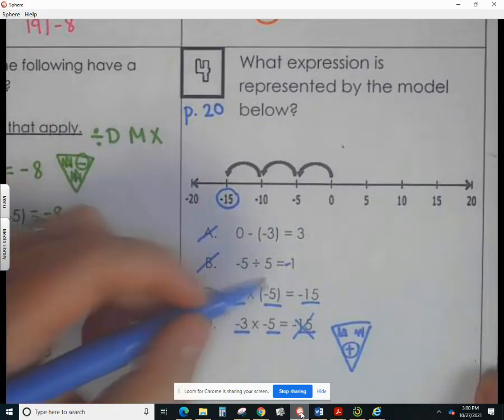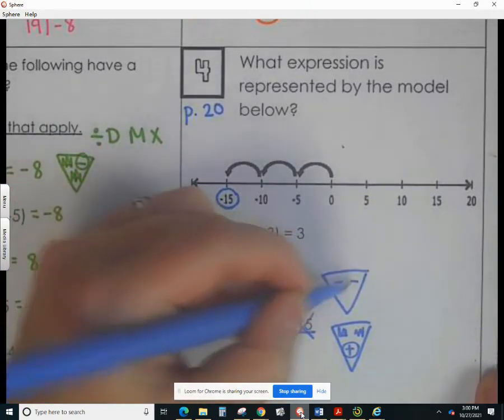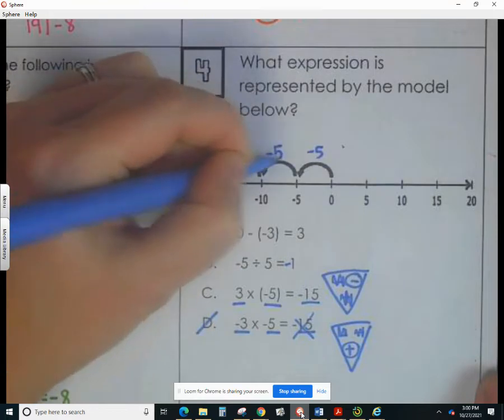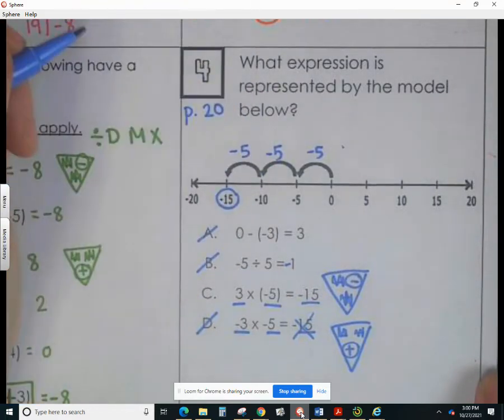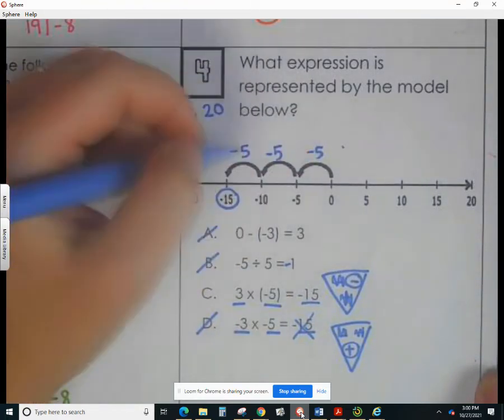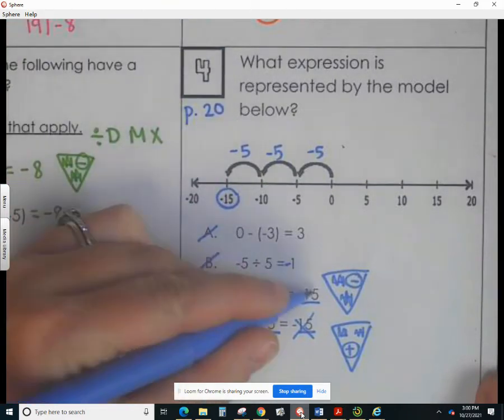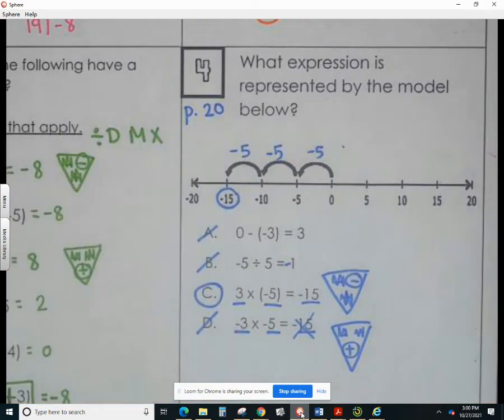Now, 3 times negative 5 is negative 15. So a positive times a negative comes out negative. And each one of these arrows is going 5 units to the left. And that's happening 3 times. So it's 3 groups of negative 5. 3 groups of negative 5 equals negative 15. So C is your answer for number 4.